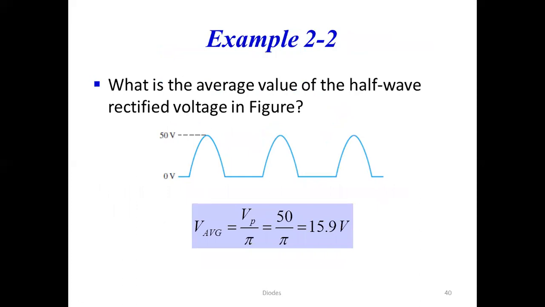Let us solve a simple example based on this. What is the average value of the half wave rectified voltage in this figure? Students, observe this figure carefully. One waveform is given. The peak voltage is 50 volt here. So substitute that peak value here. Instead of Vp, you will substitute the peak value, 50 volt upon pi. Calculate that value, which equals 15.9 volt. This is the average output voltage given by the half wave rectifier.